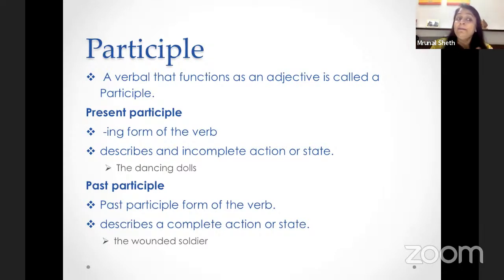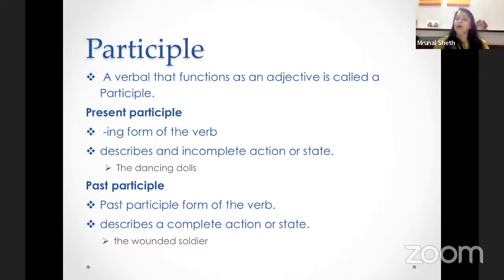Again, they can be a present participle or a past participle. Now, a present participle will have the ing form of the verb, and it describes an incomplete action or state. So something which is still happening, which is ongoing.